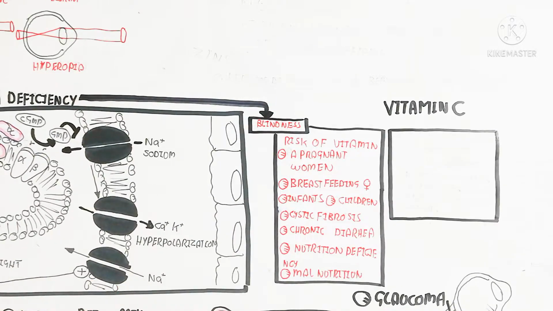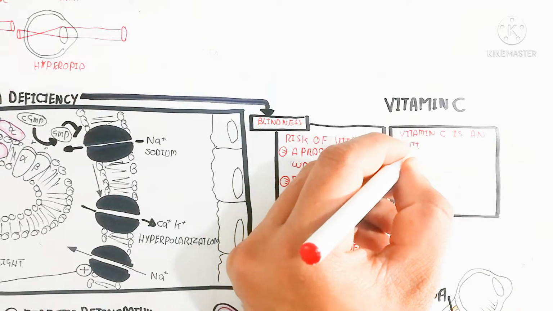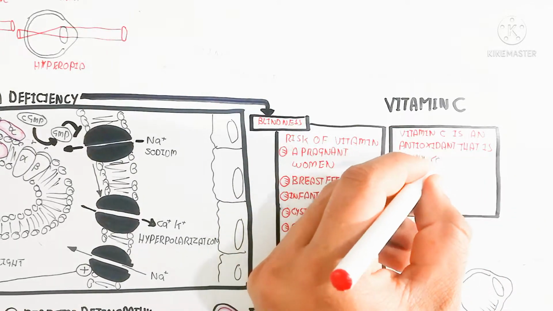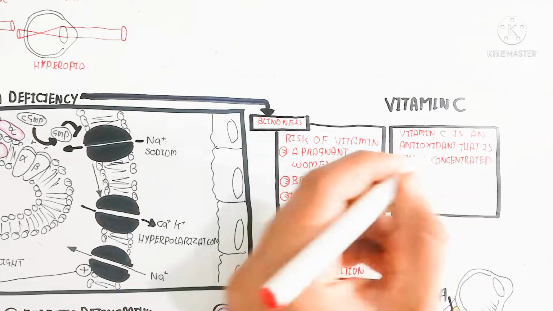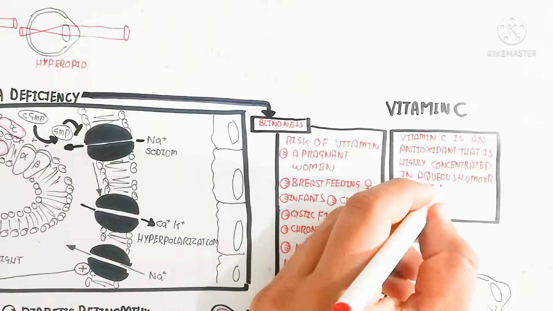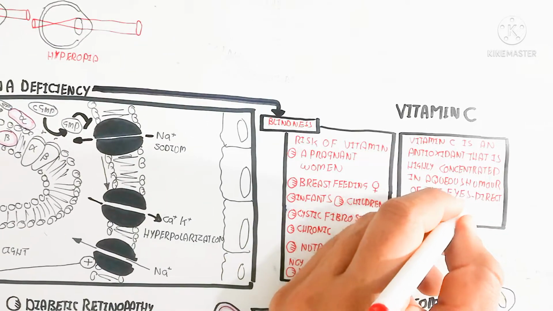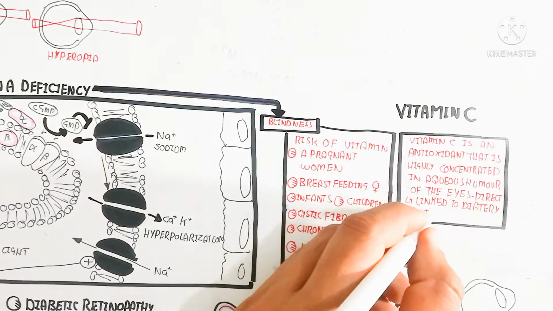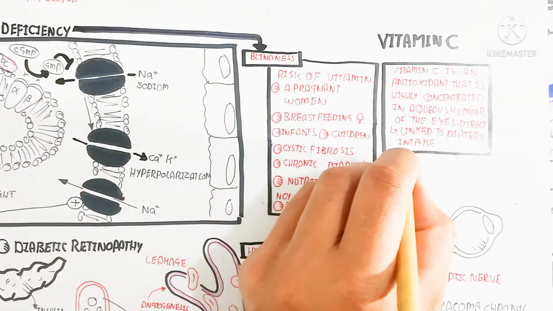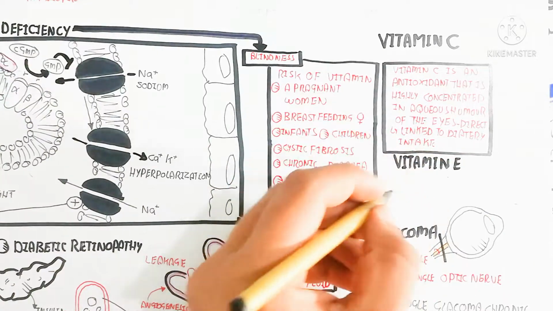And vitamin C is also important. Why? Because vitamin C is an antioxidant that is highly concentrated in the aqueous humor, the fluid-like structure present inside the eye, directly linked to dietary intake. So the dietary intake of vitamin C is very important for the eyes as well as the skin, but here we will understand about the eye.